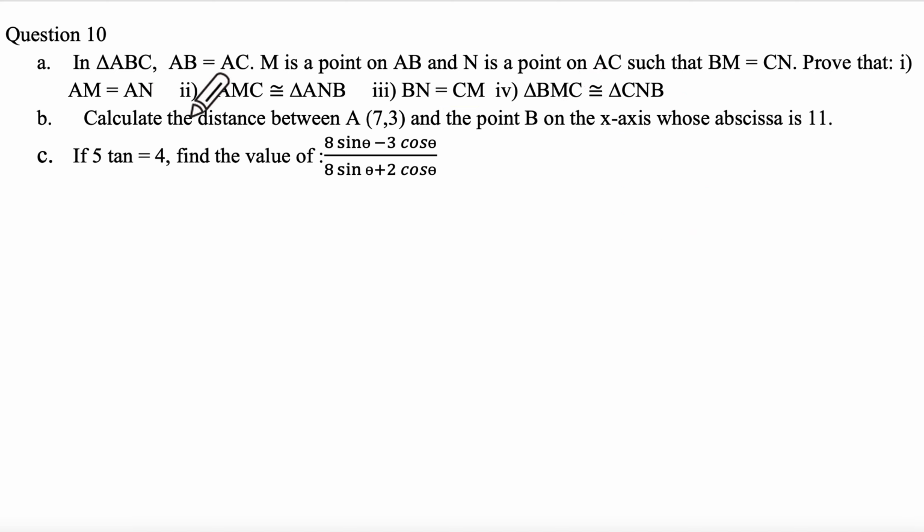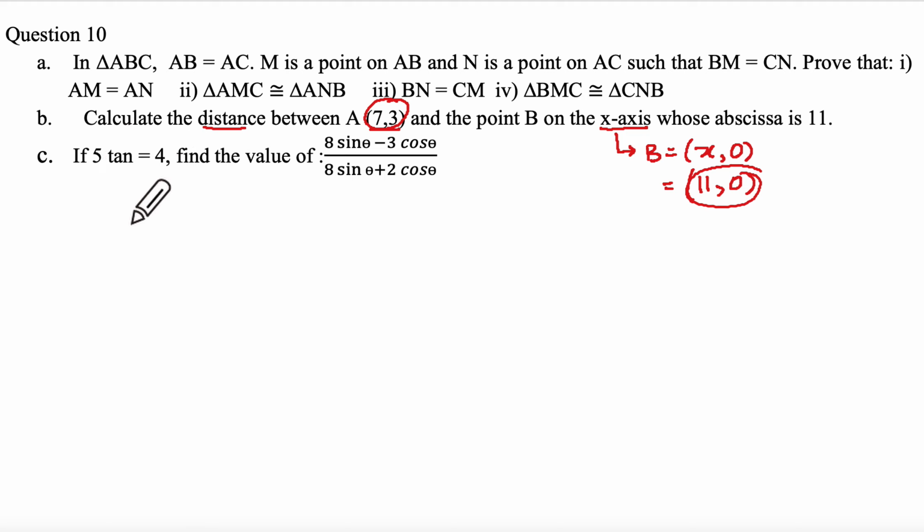Okay, calculate the distance between this and point B on x-axis. X-axis means you will say let point B be x comma 0. Abscissa is 11 means B is equal to 11 comma 0. A is given, B is given. We can find the distance using the distance formula. Correct?